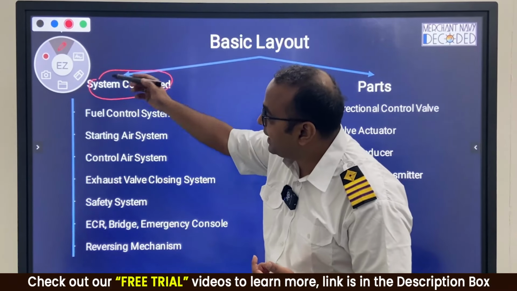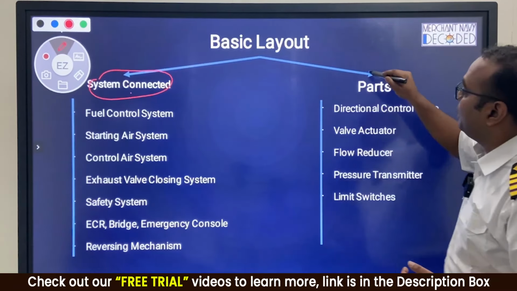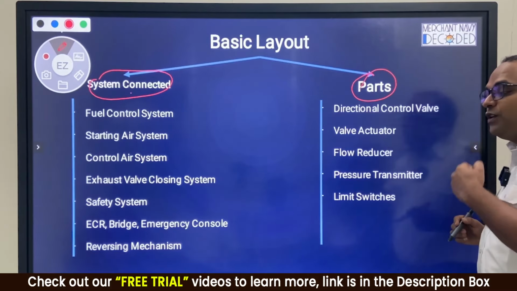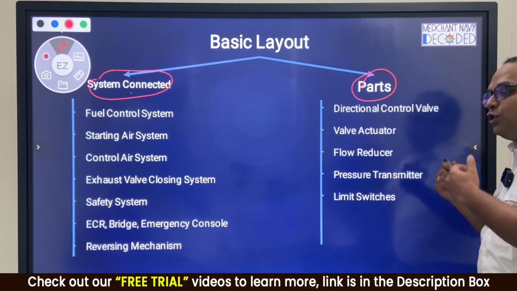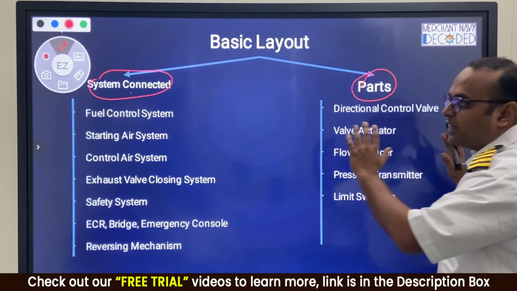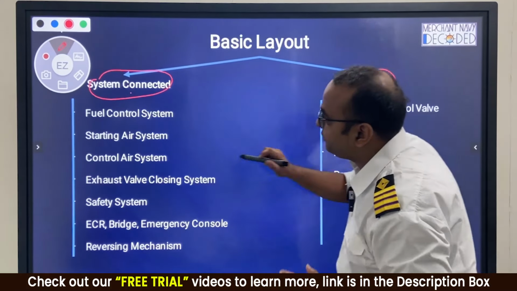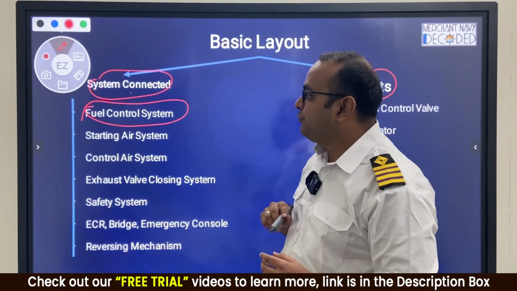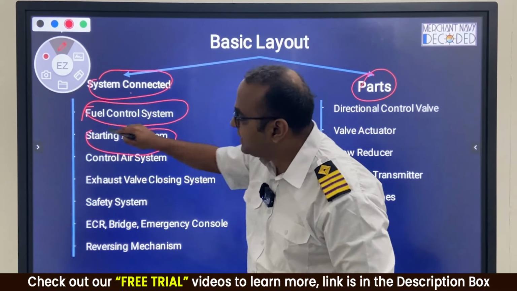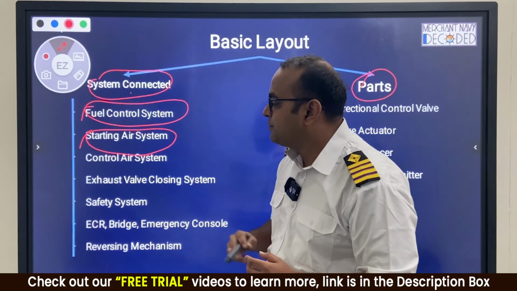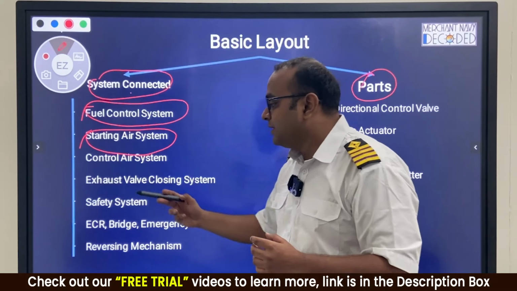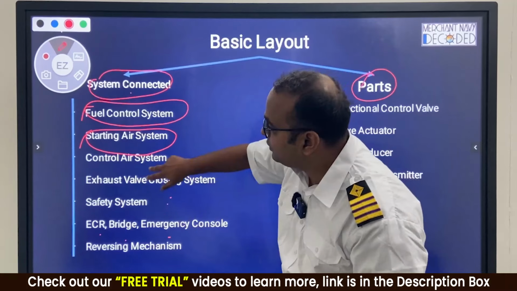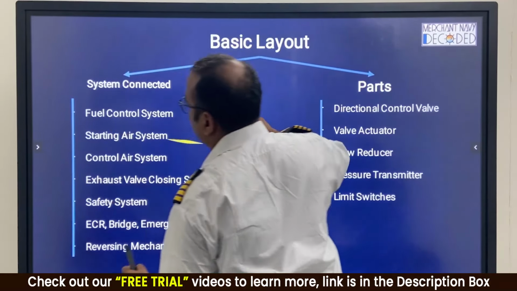communicating. So on my right hand side is the system connected, on my left hand side are the parts inside the maneuvering system which will help the maneuvering system to work properly. So I am dividing it into two separate parts. As you can see, maneuvering system is connected with the fuel control system, starting air system, control air system, exhaust valve closing system, safety system. It is connected with the ECR, bridge, emergency console, which we have just seen a while back.